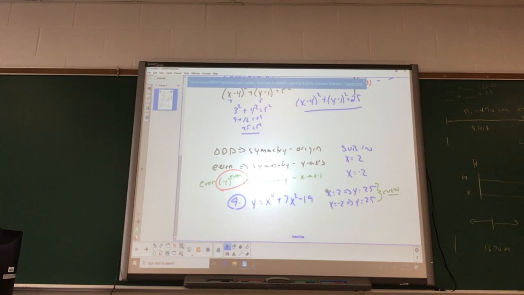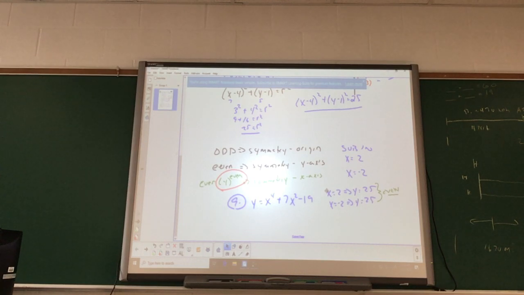I subbed in 2 and -2, and you don't get values, but if you have all even exponents of y, then you'll be symmetric about the x-axis. Or if you sub in opposite values for y, you're going to get the same value for x. So like when you sub in opposite values of x, you get the same values for y. You put opposite values in for y, you get the same values for x. Any other questions? Once again, KYC, know your calculator. It's a nice tool to have.